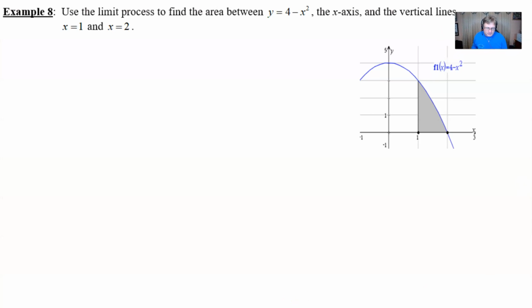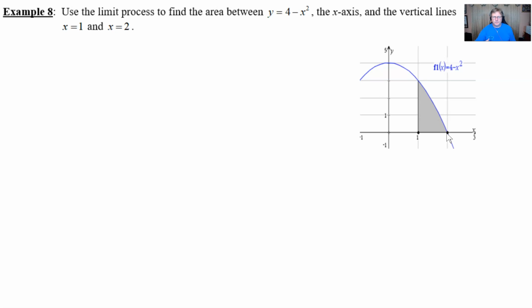So notice what we've got. The limit process is to be used to find the area between the function y, or f of x, equal to 4 minus x squared, the x-axis, and the pair of vertical lines x equals 1 and x equals 2, which really doesn't come into play much since the curve crosses the x-axis at 2. In any event, we want to find the exact area of that shaded gray region.